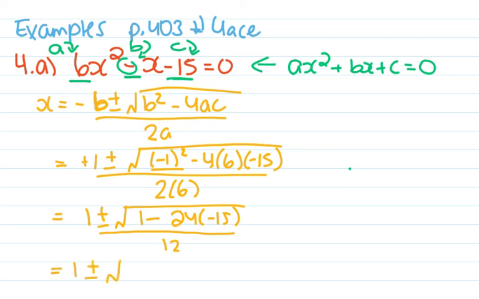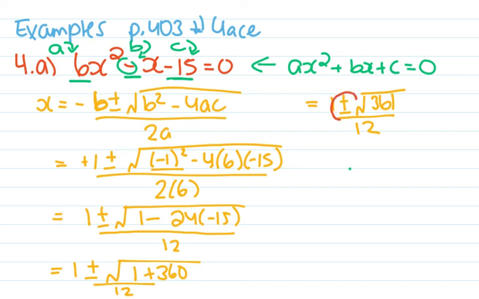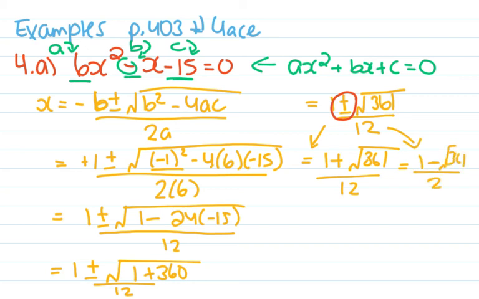1 plus or minus the square root of 1, negative 24 times negative 15 is positive 360, divided by 12. Move up here. Now I have 1 plus or minus the square root of 361 divided by 12. Okay, now, because I have this plus or minus, I'm going to get two answers from this. So my first answer is going to be 1 plus the square root of 361 divided by 12. And my other answer is going to be 1 minus the square root of 361 divided by 12.